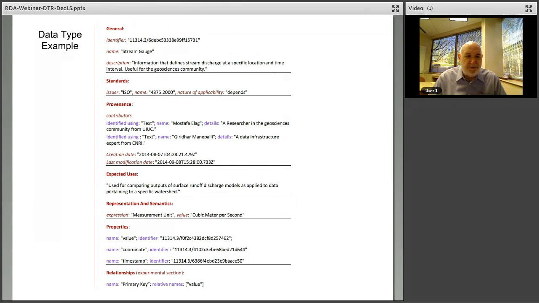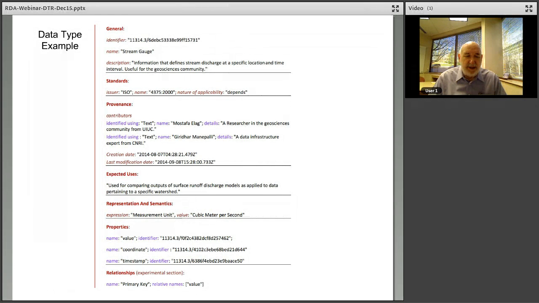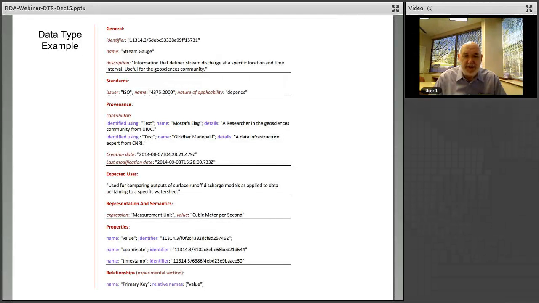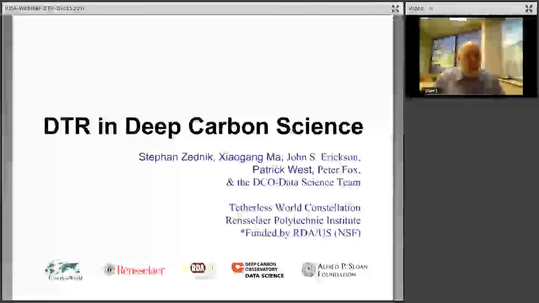And those are the three main properties: the value itself, the coordinate, the geolocation, and the time. And those themselves build on other data types. All right, now we're going to show two examples. The first is the Deep Carbon Observatory project. This is a large project based at Rensselaer Polytechnic Institute that tries to coordinate, facilitate a lot of research projects around the planet, part of a large Sloan Foundation grant.